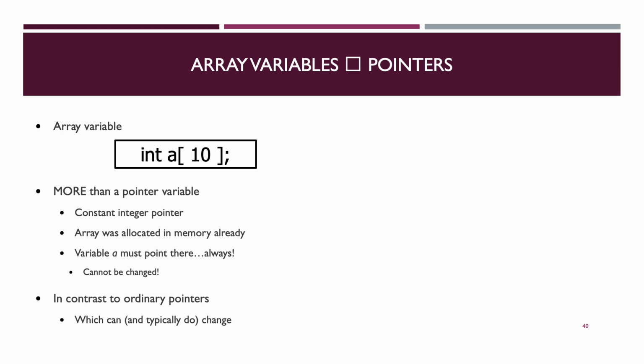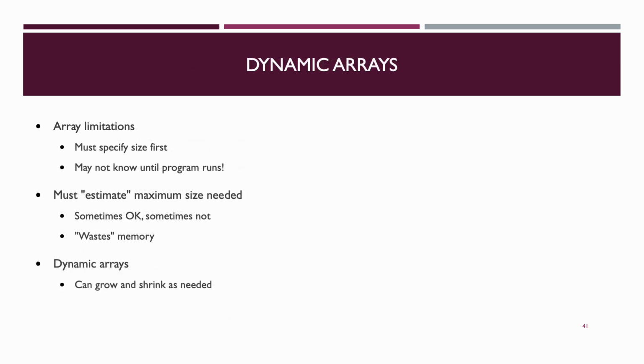Well, this slide is already almost saying the same thing I just said on our previous slide. It's more than a pointer variable, a constant integer pointer. The array was allocated in memory already, so variable a must point there always and cannot be changed. So these are the things we already discussed. And this is also saying the same thing we just saw about dynamic arrays.